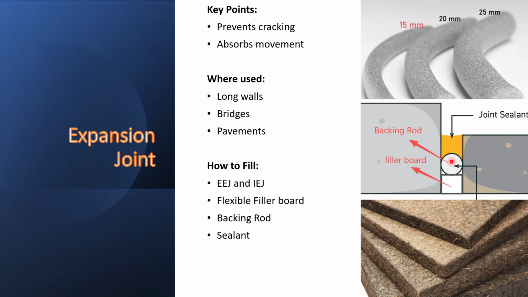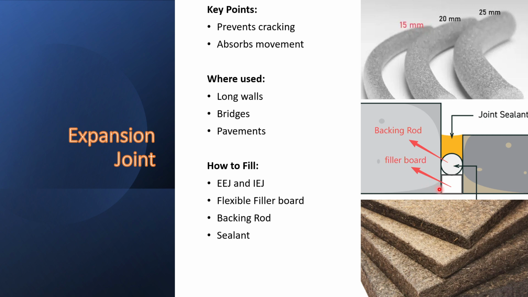So what we will do, we have to do four things. First, we have to provide EEJ and IEJ. EEJ means external expansion joint and IEJ means internal expansion joint. We have to provide this in our expansion joint. And the second thing is we have to provide the flexible filler board in the gap, and then backing rod and sealant should be applied to prevent water intrusion through the expansion joint.